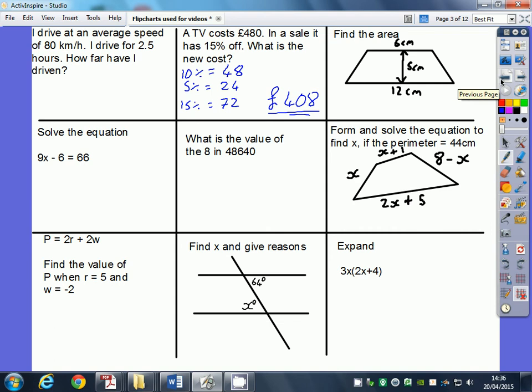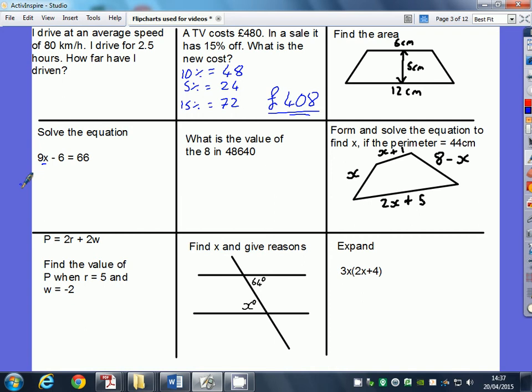Okay, question number 4. Solve the equation 9x minus 6 equals 66. To solve an equation, we are trying to get our x on its own. So the first thing I can do, if I add 6 onto both sides, it gets rid of it from here. By adding 6 on, I get 9x equals 72. 9x, don't forget, means 9 times x. So in order to find out what x is, I need to divide both sides by 9. So x equals 8.